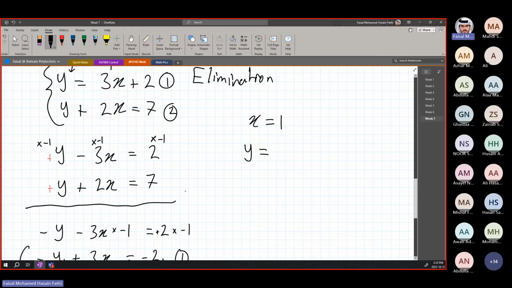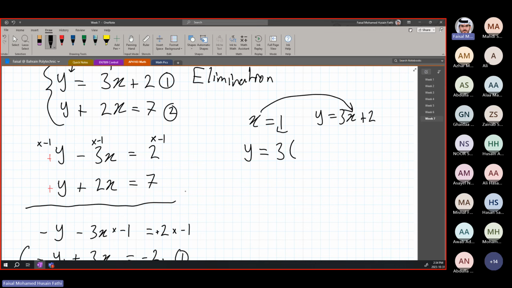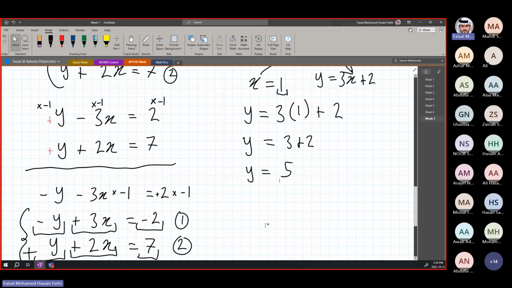Y is equal to 3x plus 2. So when we are solving, we're going to just plug in the x here, the value of 1. So 3 times 1 plus 2. Y is equal to 3 plus 2. Y is equal to 5. So our solution is x is equal to 1 and y is equal to 5.